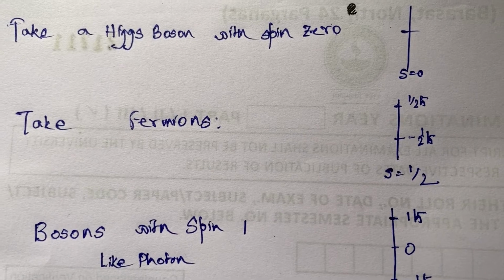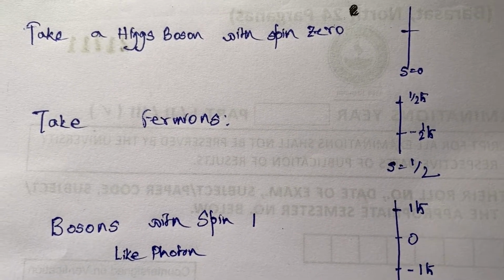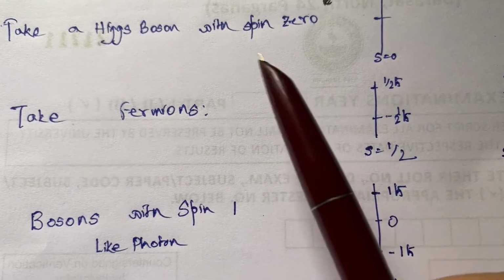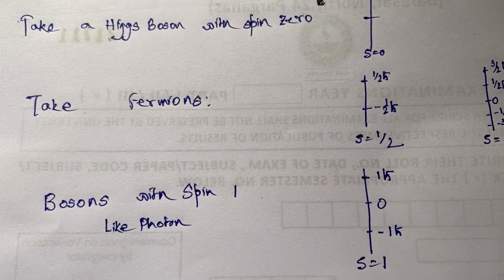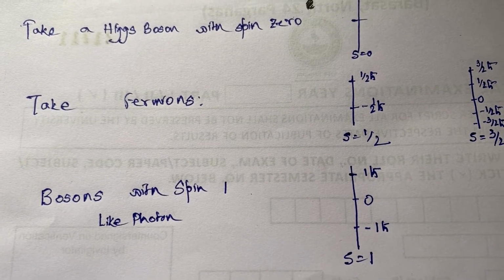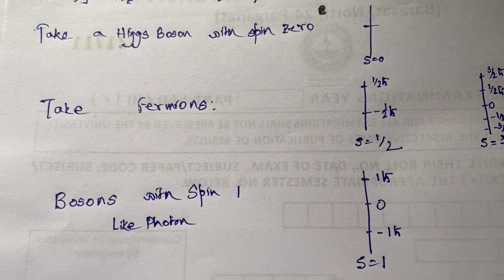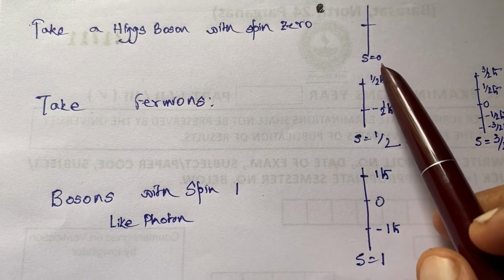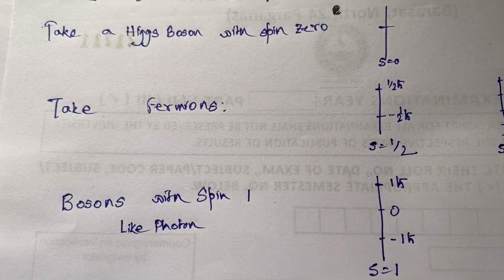Let us discuss bosons with spin 0. For example, first I would like to tell you about the Higgs boson. The only boson discovered so far with spin 0 is the Higgs boson, and Higgs has a spin of s equal to 0, so it has only one state.